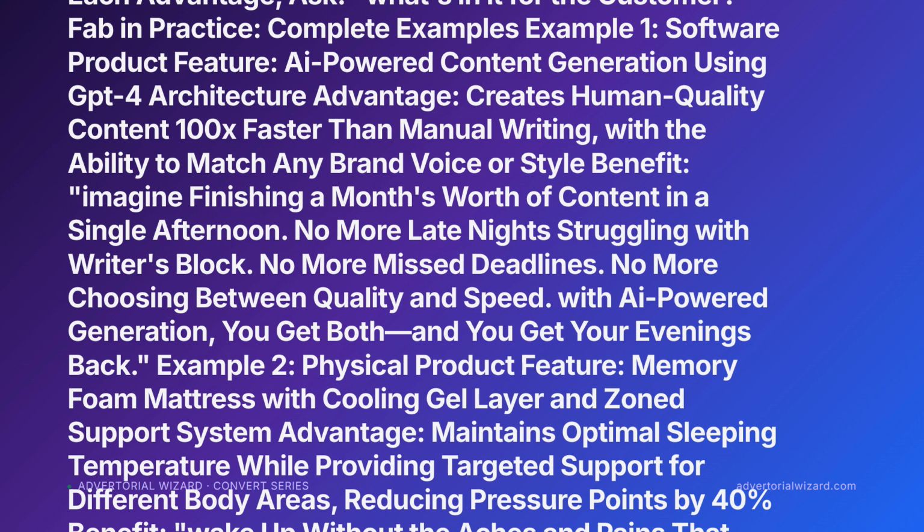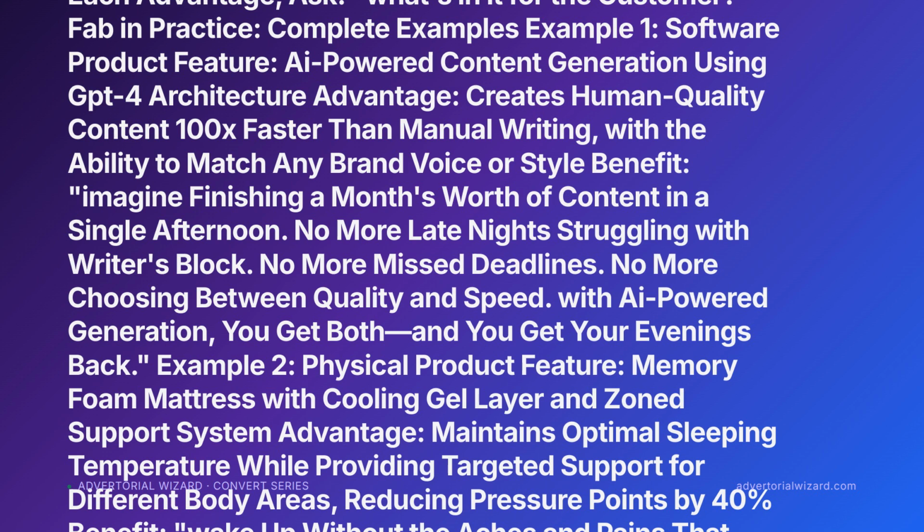FAB in practice. Complete examples. Example 1, software product. Feature: AI-powered content generation using GPT-4 architecture. Advantage: Creates human quality content 100x faster than manual writing, with the ability to match any brand, voice, or style. Benefit: Imagine finishing a month's worth of content in a single afternoon. No more late nights struggling with writer's block. No more missed deadlines. No more choosing between quality and speed. With AI-powered generation, you get both, and you get your evenings back.